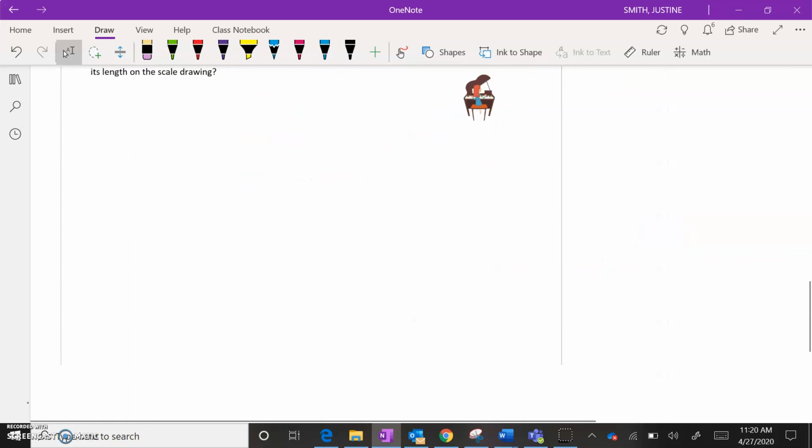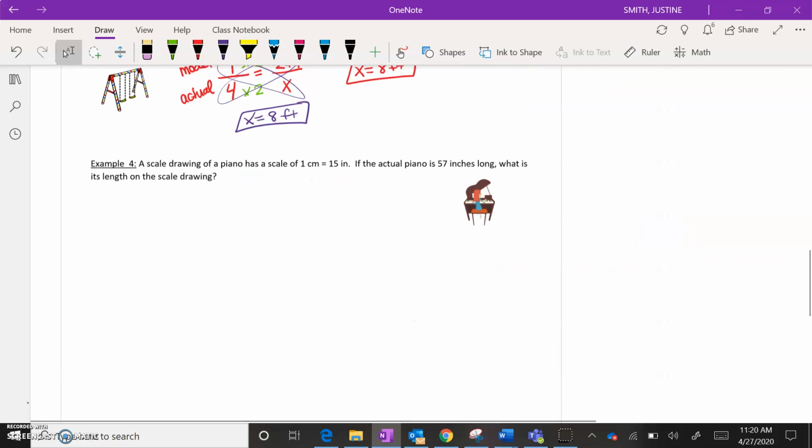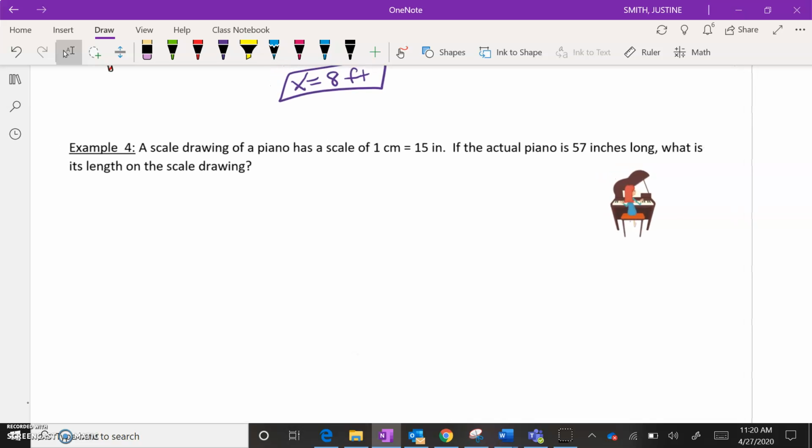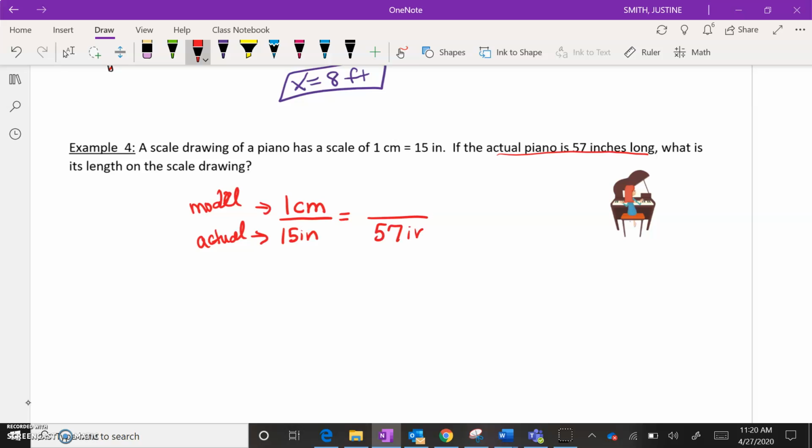All right, and last one here. So same setup. A scale drawing has a piano that has a scale of 1 centimeter to 15 inches. Okay, so in the model, every 1 centimeter is equal to 15 inches. So it says the actual piano is 57 inches long. So I'm going to put the actual on the bottom. What is the length on the model or the scale drawing?